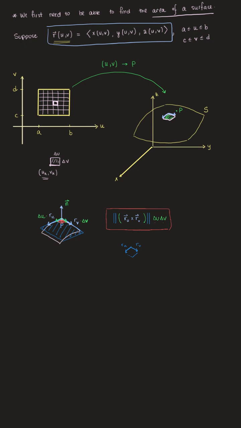So I'm going to call this our area element for our surface. It's very important that it consists of the magnitude of this cross product, which gives us the area of a parallelogram, times this little scaling factor delta u delta v.